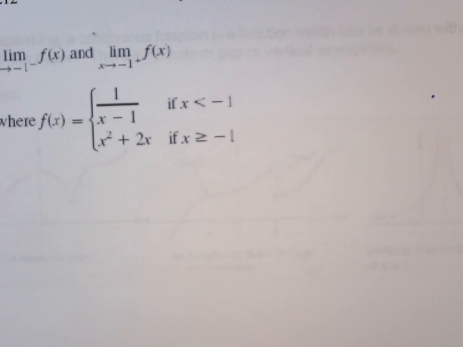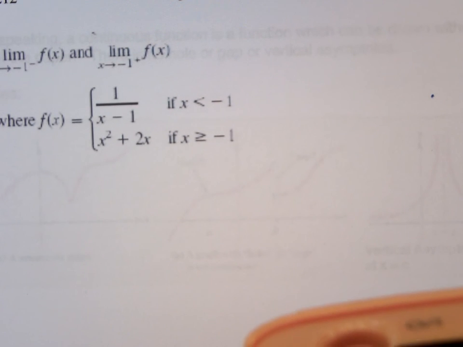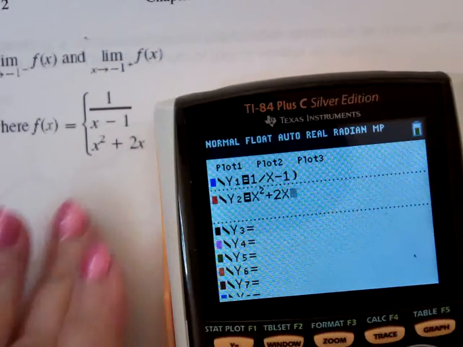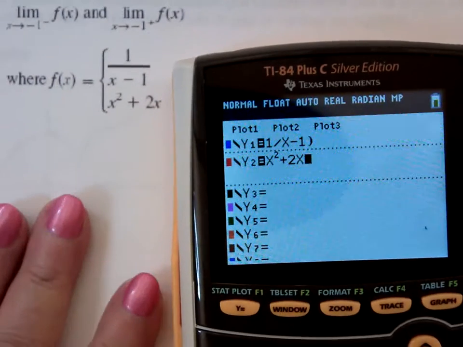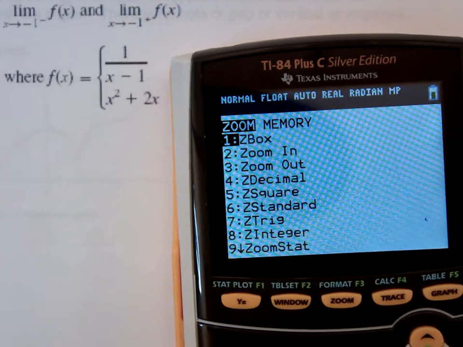And if I were really going to look at, and this can be a big mistake on my part, 1 divided by x minus 1. That's what happens when I don't plan stuff, always. And x squared plus 2x. There they are, and I'm going to put a zoom standard on this thing to see what's happening.